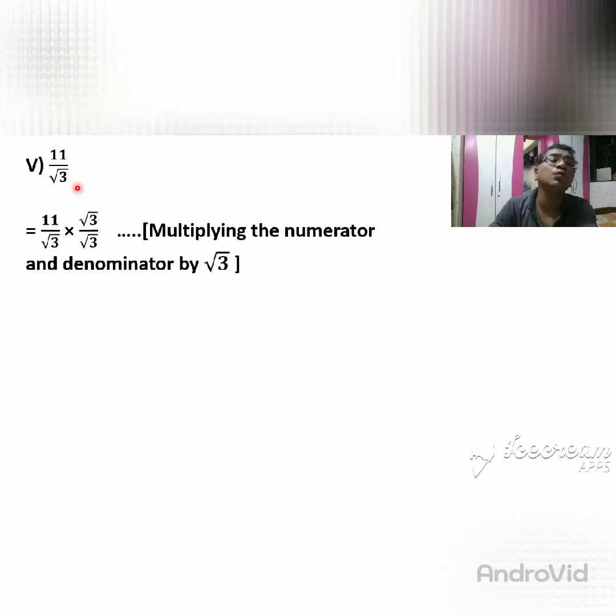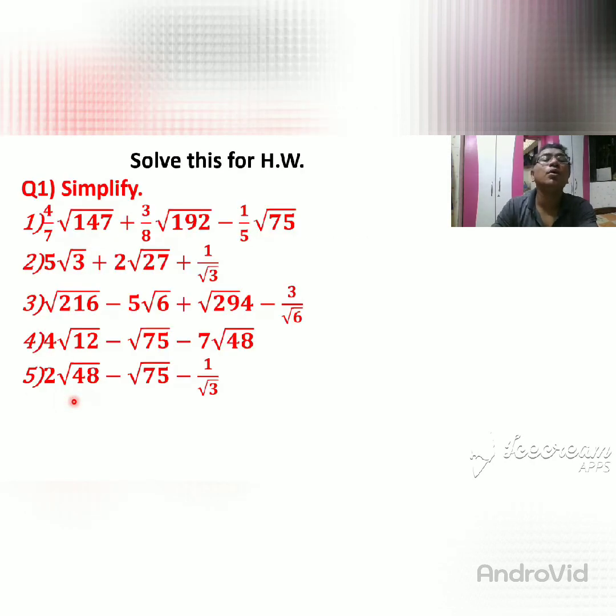So 11 upon root 3. This is the denominator root 3. That is multiplying denominator by root 3. So if denominator multiplying root 3, then root 3 multiplying numerator also. So you get here 11 into root 3. So see, 11 into root 3. So here I write 11 into root 3. Then root 3 into root 3. So 11 root 3. Root 3 into root 3, what do you get? 3. So here you are getting 11 root 3 divided by root 3 into root 3. What you get? 3. Okay. So I hope that all the 5 problems you understand.